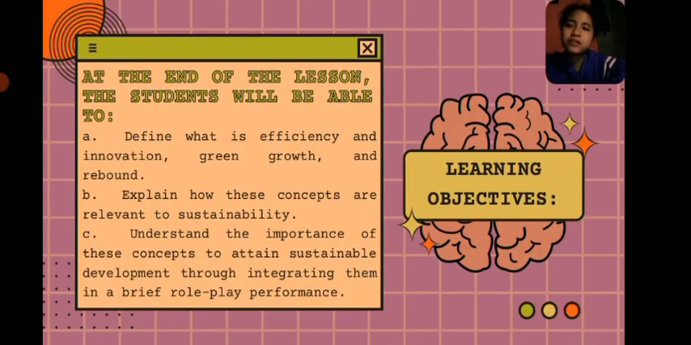We are going to discuss Module 5, Efficiency and Innovation, Green Growth and Rebound. So now let us first read the learning objectives. At the end of the lesson, the students will be able to: A. Define what is efficiency and innovation, green growth and rebound. B. Explain how these concepts are relevant to sustainability. And C. Understand the importance of these concepts to attain sustainable development through integrating them in a brief role-play performance.